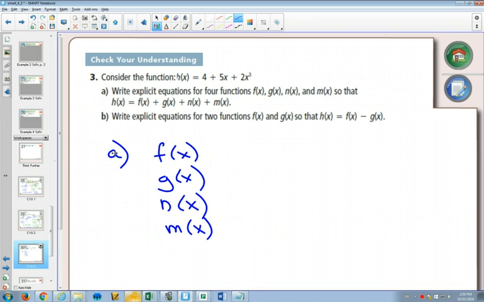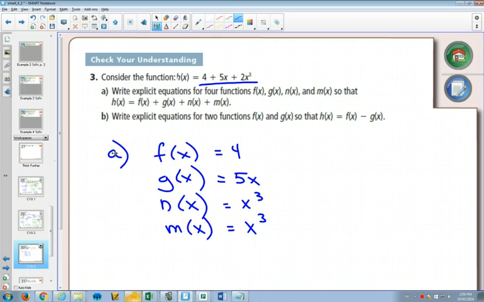could have made your f of x equal to 4 and your g of x equal to 5x, and maybe n of x is 1x cubed and m of x is another x cubed. And can you see, if you added those all together, you would get 4 plus 5x plus 2x cubed. That would be one example.